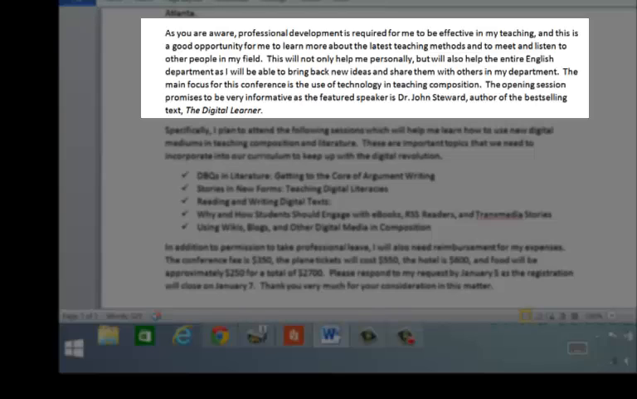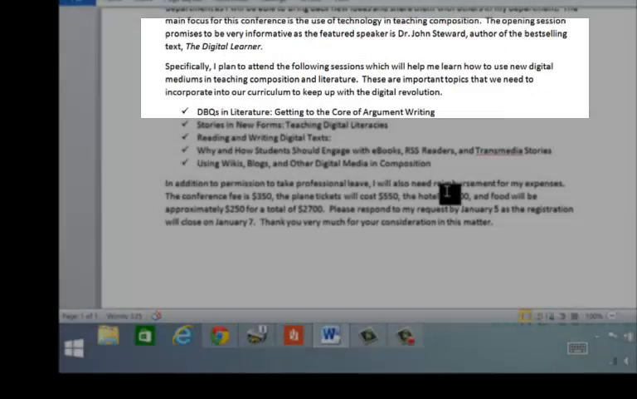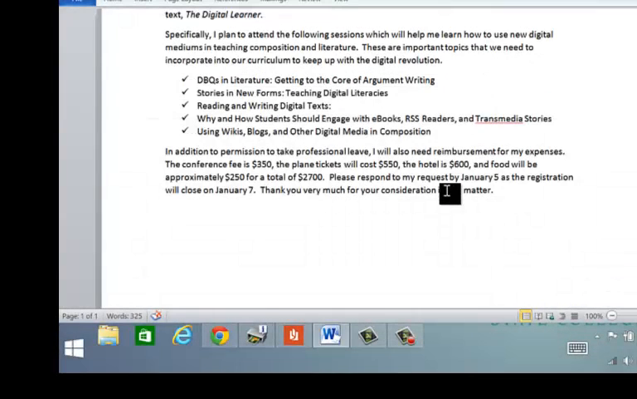Your third paragraph should include details to support the reasons given in your second paragraph. This paragraph would outline what you will be doing while you are away. If you are attending a conference, you would list some sessions that you will be attending. If you were going on a business trip to visit a client, you would list what you will be presenting or whom you will be visiting.